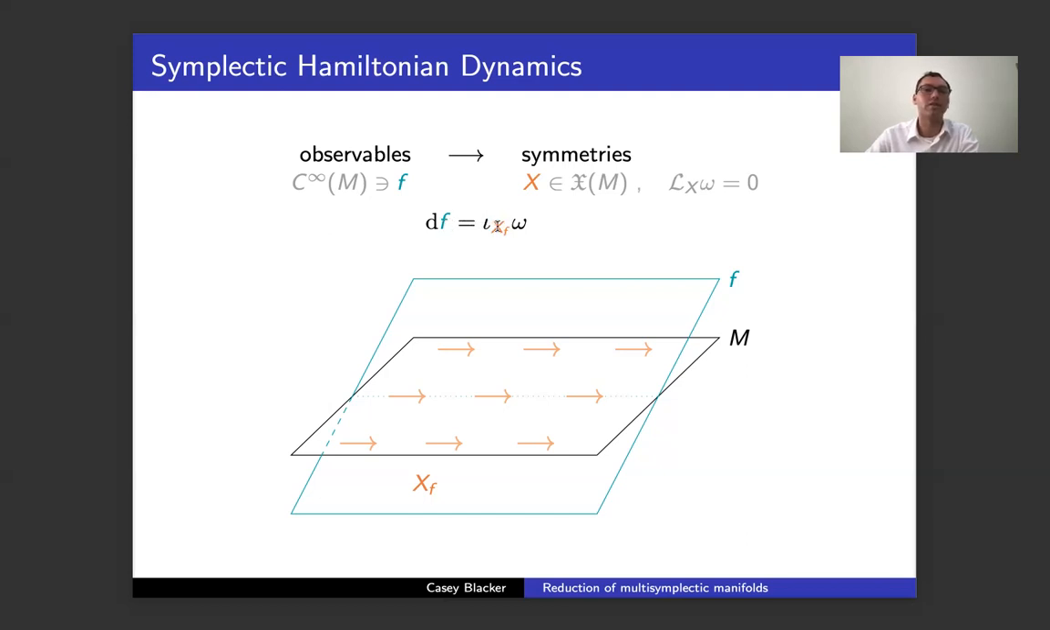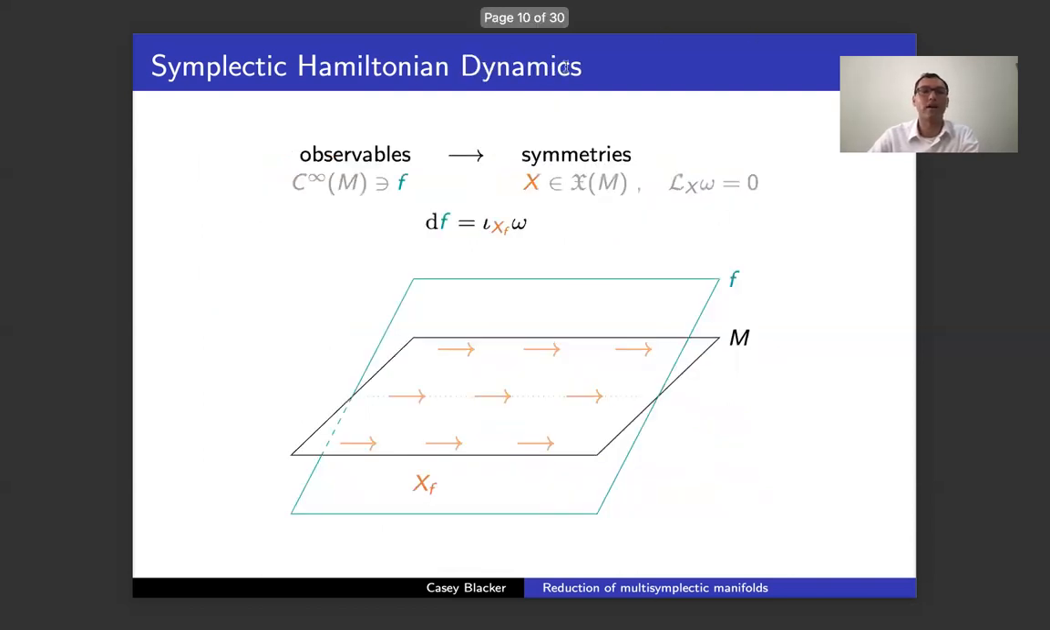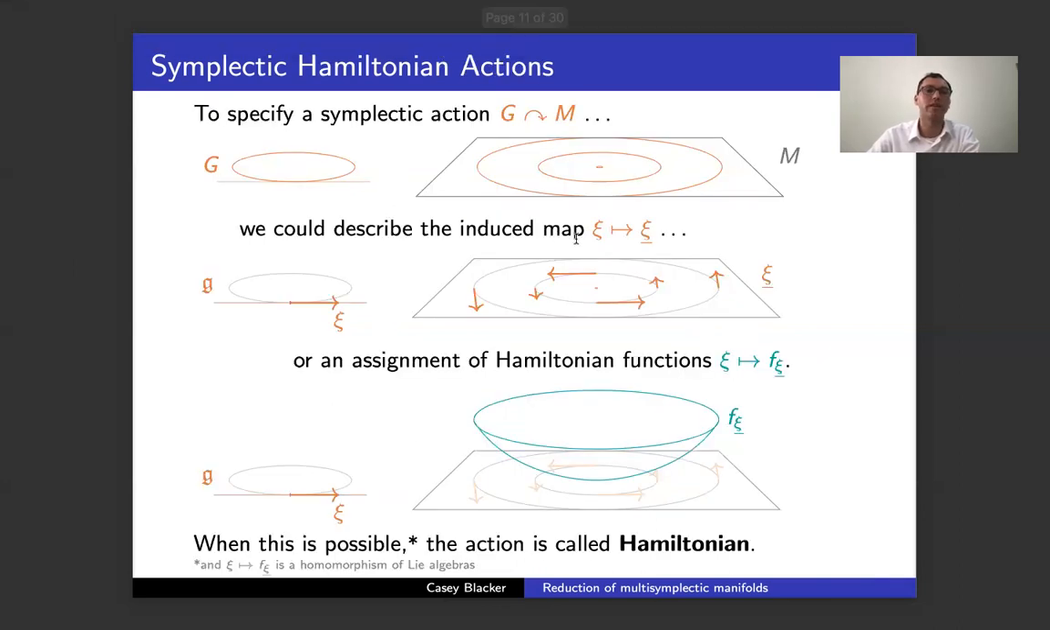And in this case, we say that X is a Hamiltonian vector field for f, or is the Hamiltonian vector field for f. It's unique. And f is a Hamiltonian function for X. And then when X possesses an associated Hamiltonian function, we say that X is a Hamiltonian vector field. All right, so then it's a small step from this notion of Hamiltonian dynamics to Hamiltonian actions.